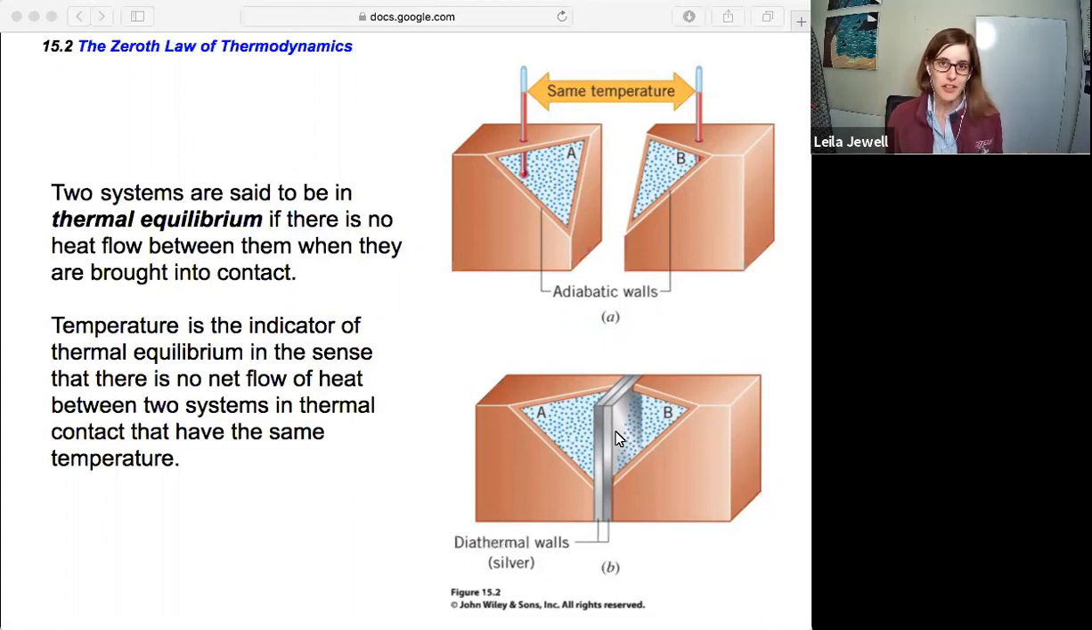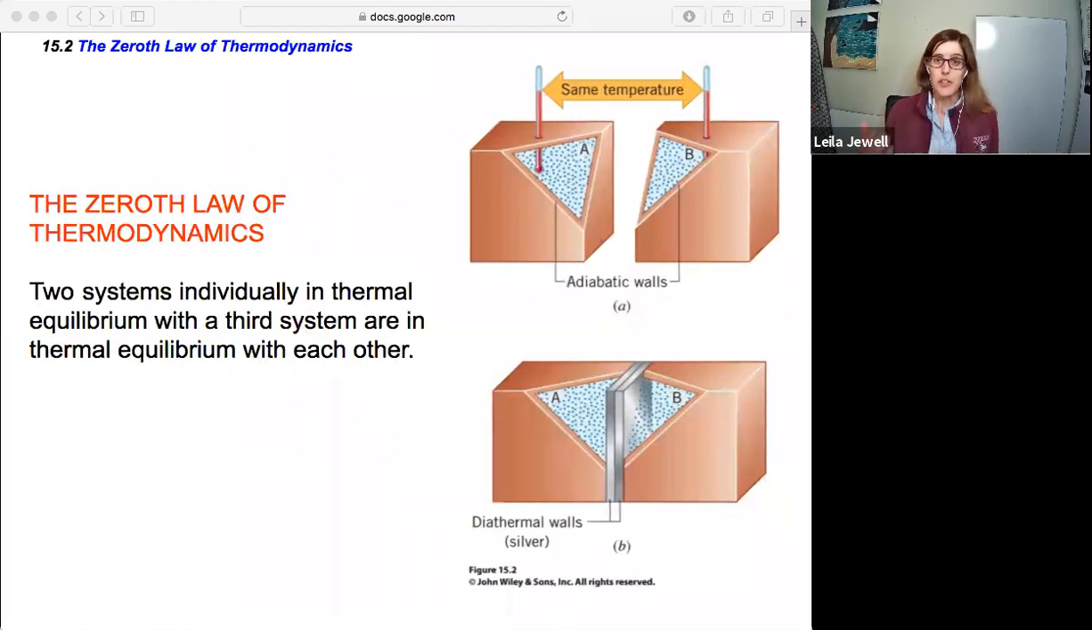And our best indicator of thermal equilibrium is temperature. So if there's no net flow of heat between two systems in thermal contact, they have the same temperature, right? If they're both at 20 degrees Celsius, then there's not going to be a heat flow between them. This is the basis of the zeroth law of thermodynamics. So let's get to the formal statement of it. The zeroth law of thermodynamics says that two systems individually in thermal equilibrium with a third system are in thermal equilibrium with each other.